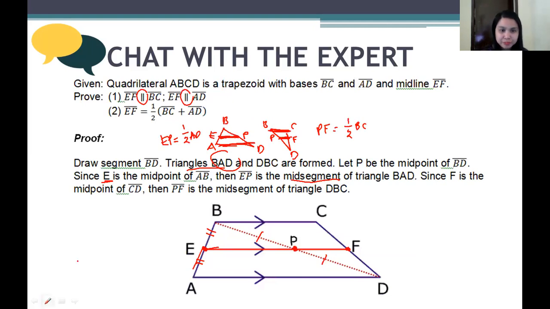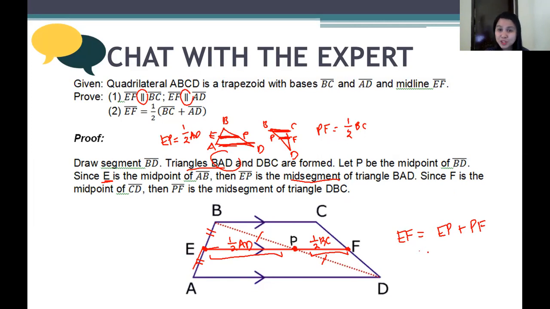Let me show you here. Remember, EP is 1/2 of AD and PF is 1/2 of BC. So it means that EF is equal to this segment, EP, plus the other segment, PF. The reason, that's the segment addition postulate. That is why it's very important once you go to geometry that you master the theorems that you learned in grade 7 and grade 8.